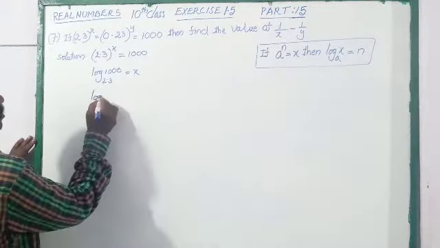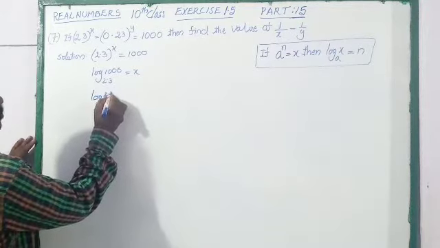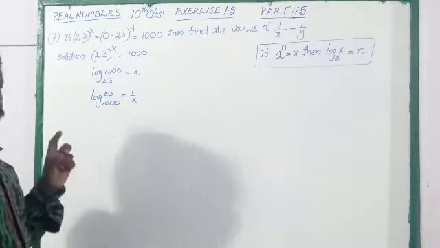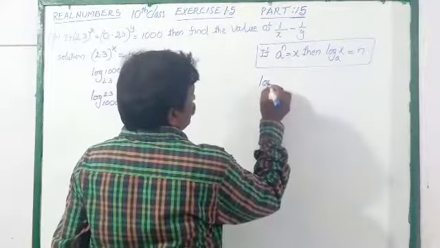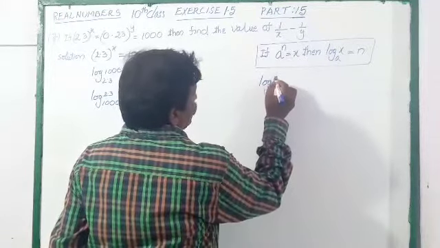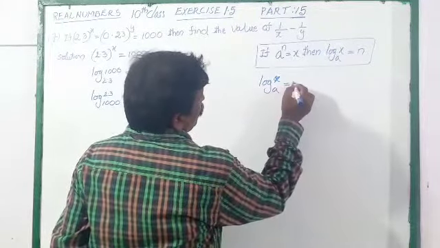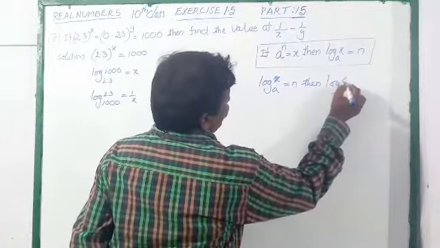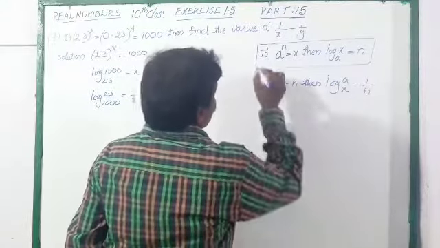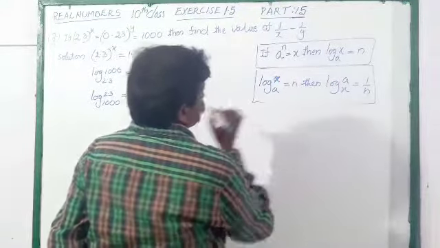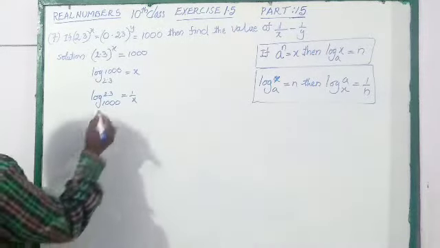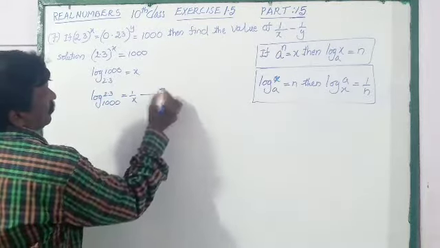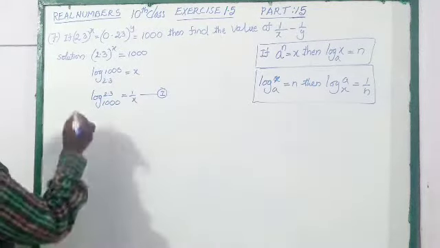So log 2.3 base 1000 is equal to 1 by x. Already you know the formula: log x base a is equal to n, then log a base x is equal to 1 by n. You know the formula. So log 2.3 base 1000 is equal to 1 by x. Let's call this 1.